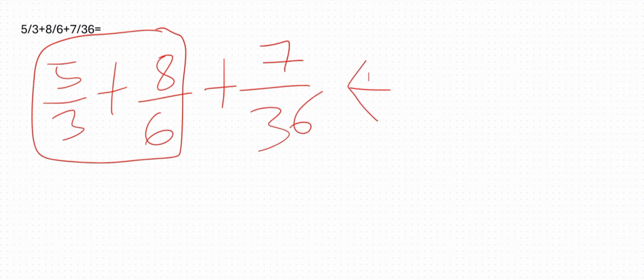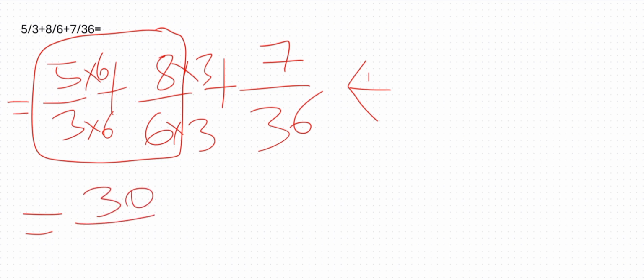So pretend that 7 divided by 36 is not there. Now put an equal sign here. First we gotta make sure we have the same denominators. So 3 times 6, then 6 times 3, and then 8 times 3. So 5 times 6 is 30, then 6 times 3, 18, plus 8 times 3, which is 24, divided by 6 times 3, which is 18. Now we solved the first part.